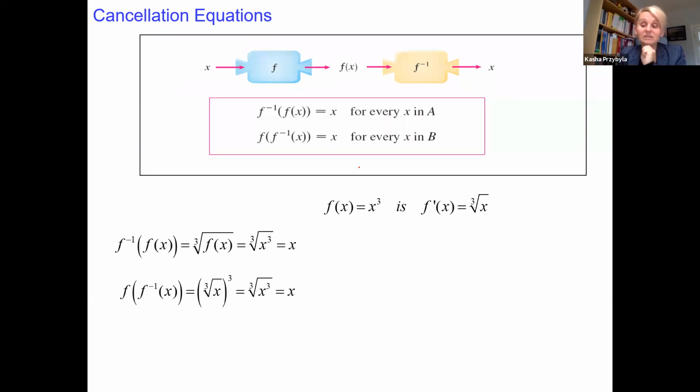And the inverse function for x cubed, of course, is the cube root of x. When I make the composition, the cube root of x cubed, of course, is x. Or the other way, I cube the cube root of x. Of course, it's x. That's what we can see. It's a really nice property.